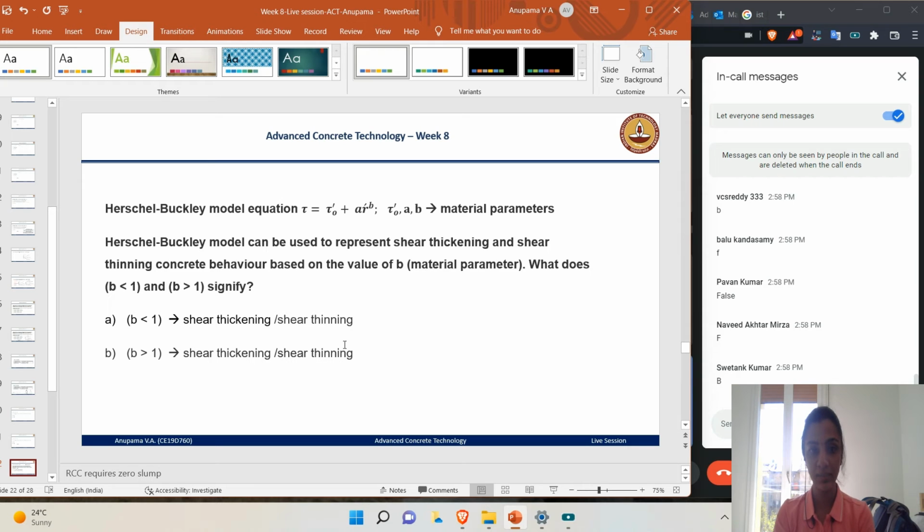So the Herschel-Bulkley model is one of the models which we use to represent the concrete behavior, that is, the shear thickening and the shear thinning behavior. So whether it is shear thickening or thinning behavior depends upon the value of B. So if B is less than 1, what is it? Whether it is shear thickening or shear thinning, and if B is greater than 1, then whether it is shear thickening or shear thinning.